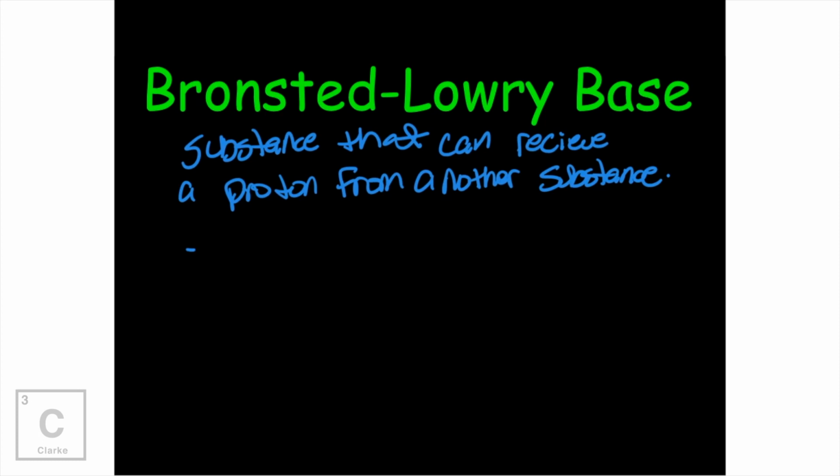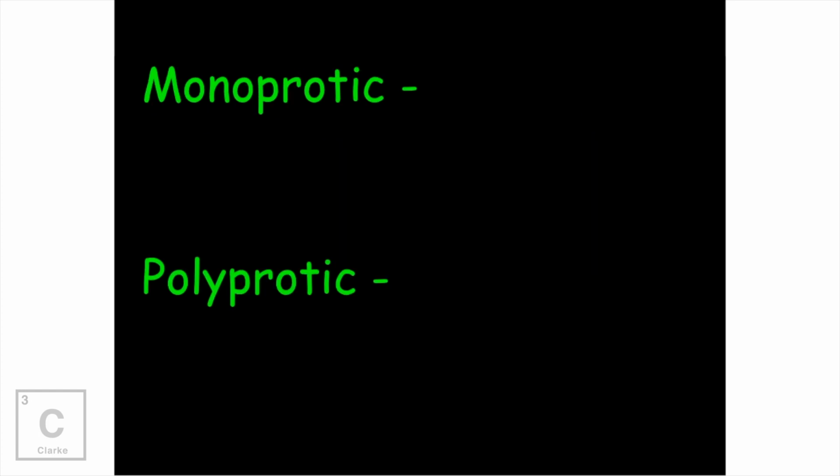So if acids are a proton donor, a base is a proton acceptor. If you notice, this definition of base didn't really talk about hydroxide at all. It is a substance that can receive a proton, that H+. And when we're talking about acids that can donate protons, we've got these two vocab words, monoprotic and polyprotic.